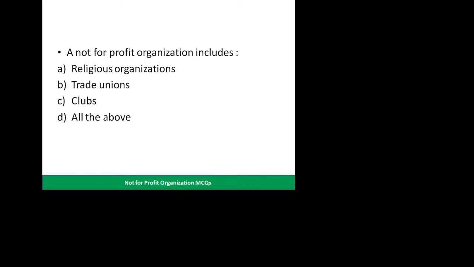Guys, are you ready? Let us move to question number 1. Not-for-profit organization includes: option A, religious organization; option B, trade union; option C, clubs; option D, all the above. So, what is the question?